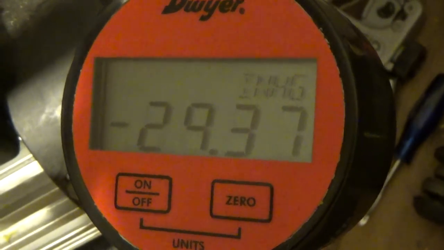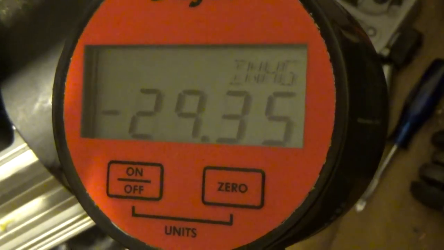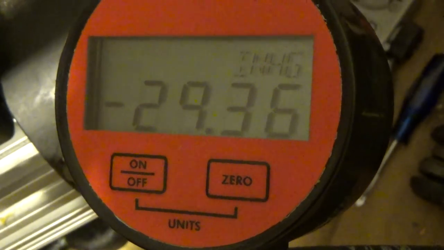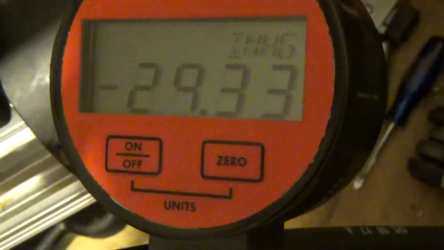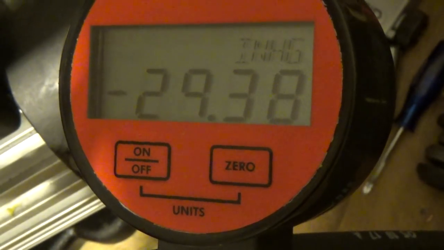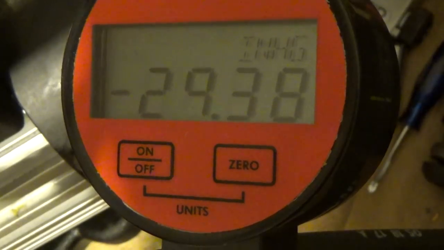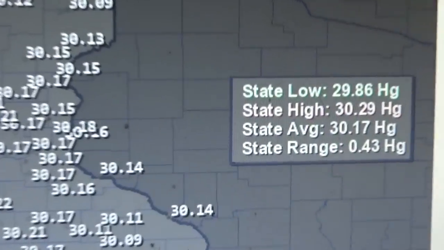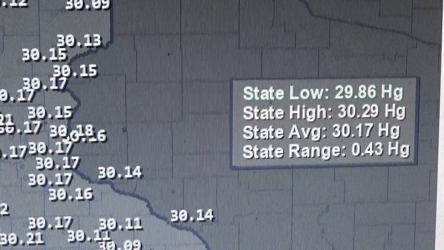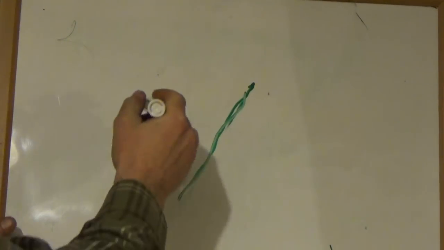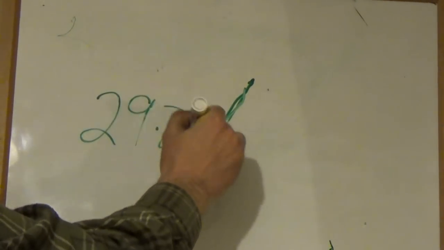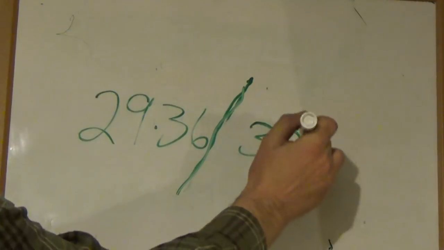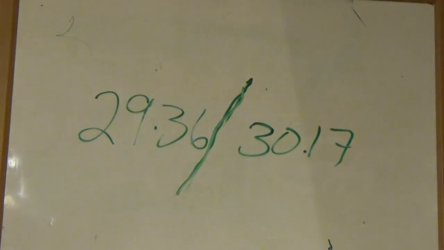All right, there she sits. You see that? Inches Hg, negative 29.38 we just saw, but it looks like it's averaging out. And we'll compare that to the barometric pressure. All right, I'm in Minnesota here. We're going to go for the state average, 30.17 Hg. So we have 29.36 for our vacuum pulled, and 30.17 for our atmospheric pressure.